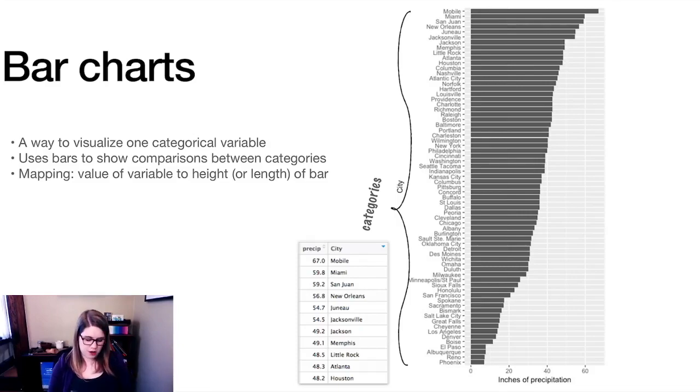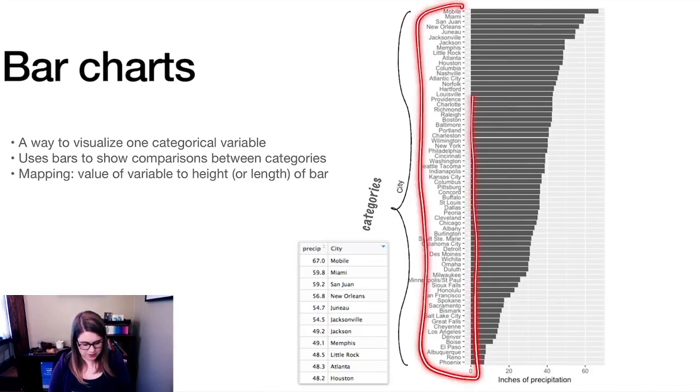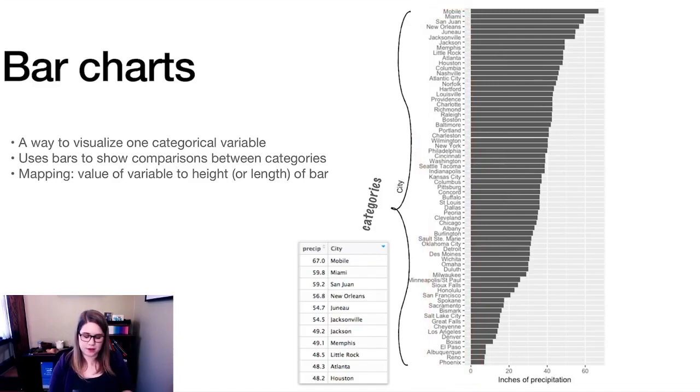So bar charts are a way to visualize a categorical variable, and they map some value, either the sum for a particular category or some other value. In this case, it's the average inches of precipitation that each of these cities get. So that is mapped to position along a common scale. In this case, it is the x-axis, the length of that bar or that position along the scale. And you could rotate the bars and have them going up, so it would be on the y-axis. And then the name of the category is being mapped to the other axis. So those are the mappings that I think about there.